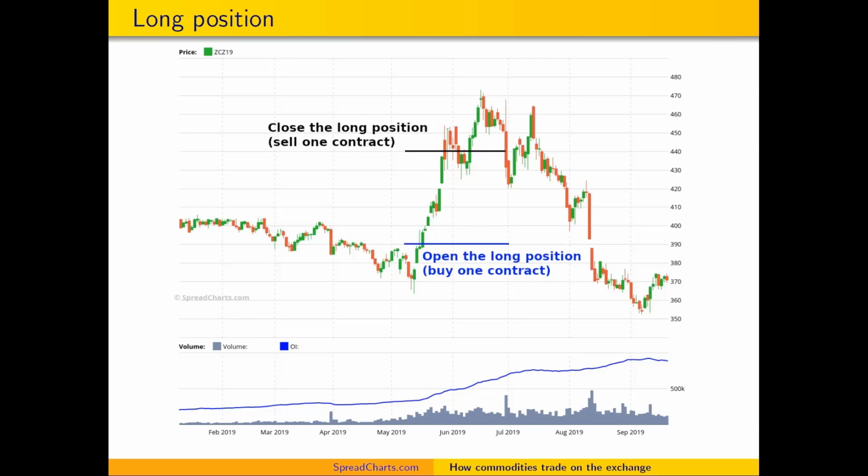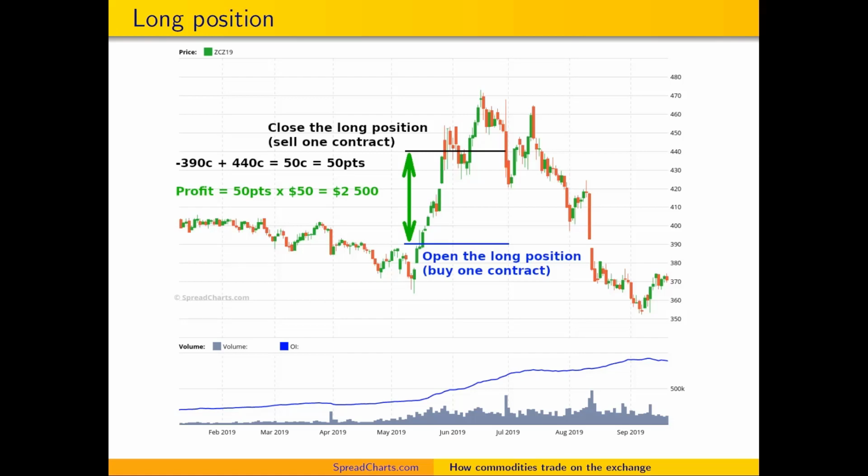How to calculate our profit? It is this green arrow that represents the difference between these prices. Minus 390 cents, minus because we bought the contract, plus 440 cents because we sold it. The difference is 50 cents or 50 points, and we know that the point value for corn is $50. Multiply the number of points by the point value and you get your profit, $2,500. You can clearly see why explaining all the terms in this lesson was so important.